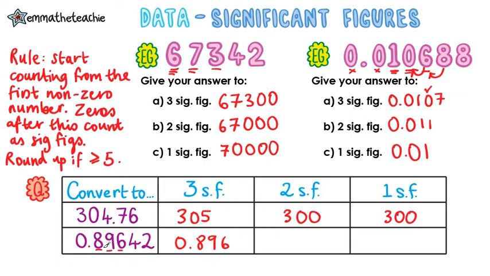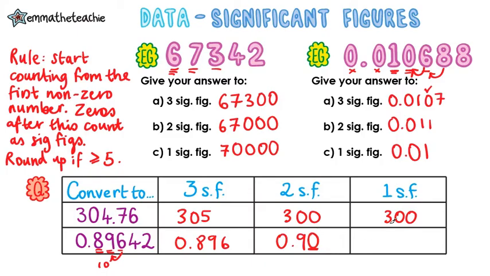To 2 significant figures, we're going to go 8, 9, but then the 6 is going to make the 9 round up. And if you recall from the decimals, when a 9 rounds up, it makes a 10, which makes this number now become a 9, 0.9. And then because it's 2 significant figures, we're going to have to give the 1 after it as well, which has just become a 0.